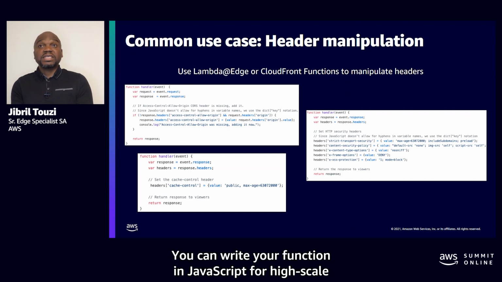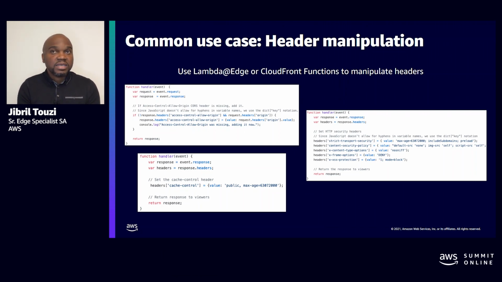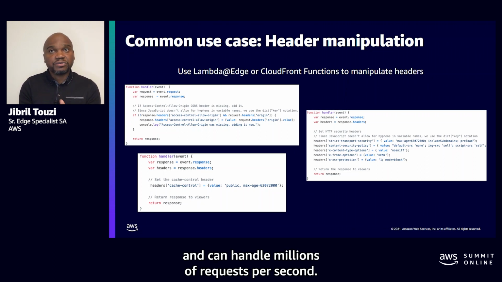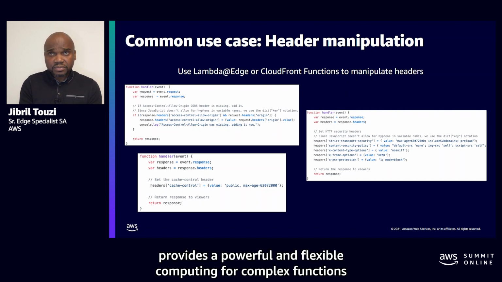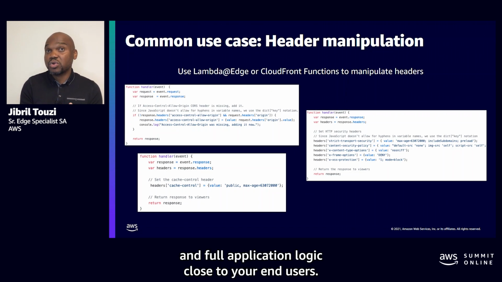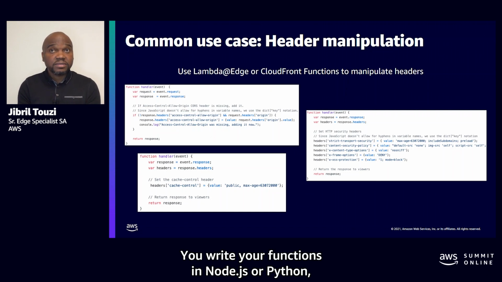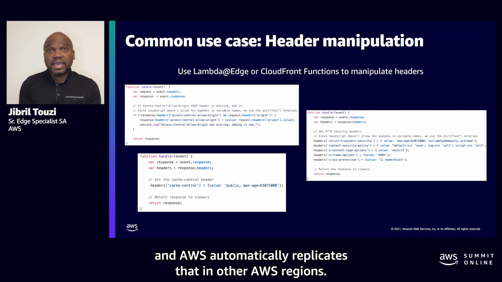You can write your function in JavaScript for high-scale and latency-sensitive CDN customizations. Its runtime environment offers sub-millisecond startup time and can handle millions of requests per second. On the other hand, Lambda@Edge, which is an extension of AWS Lambda, provides powerful and flexible computing for complex functions and full application logic close to your end users. You write your functions in Node.js or Python, publish them in a single AWS region, generally in US East 1, and AWS automatically replicates that in other AWS regions.